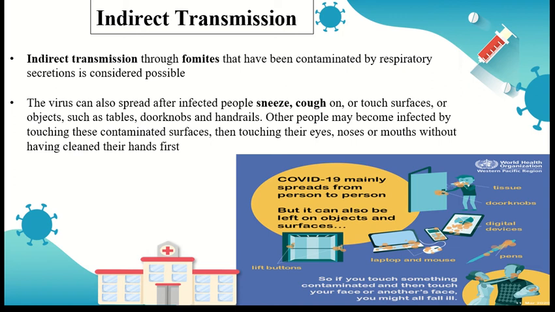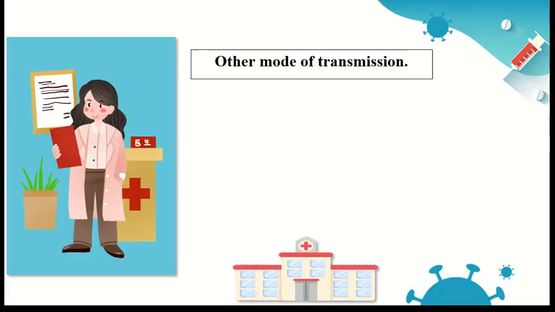So COVID-19 mainly spreads from person to person, but it can also be left on objects and on surfaces like lift buttons, laptops and mouses, pens, digital screens, doorknobs, tissues. So if you touch something contaminated and then touch your face, and another face, you might also fall ill.